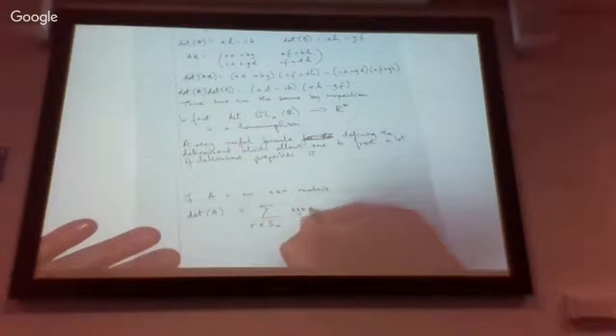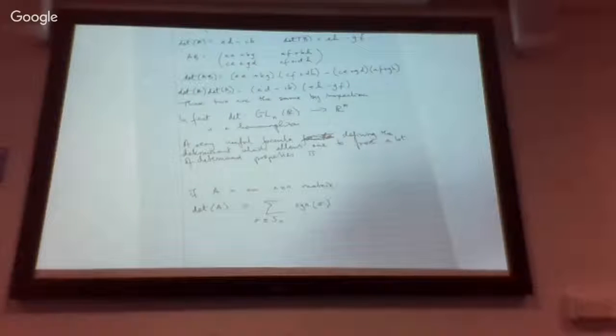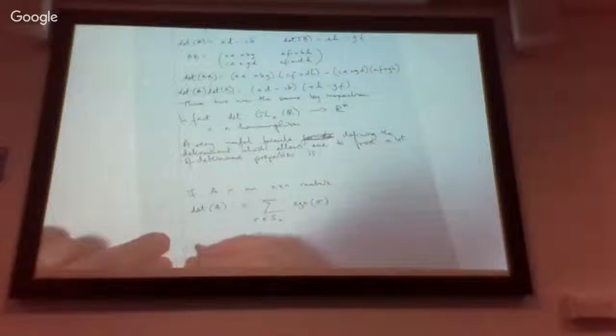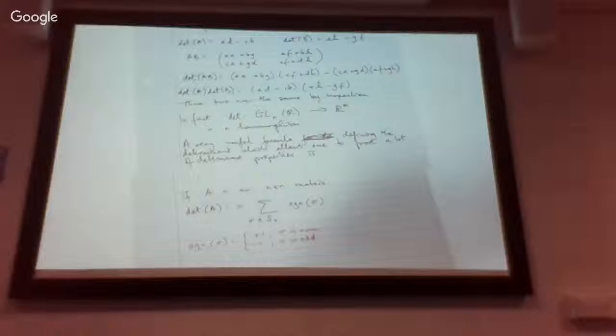So what is sign? SGN is just an abbreviation for the sign of a permutation. SGN of a permutation is +1 if the permutation is even, -1 if the permutation is odd. So we attach a positive sign to the even permutations and a negative sign to the odd permutations.